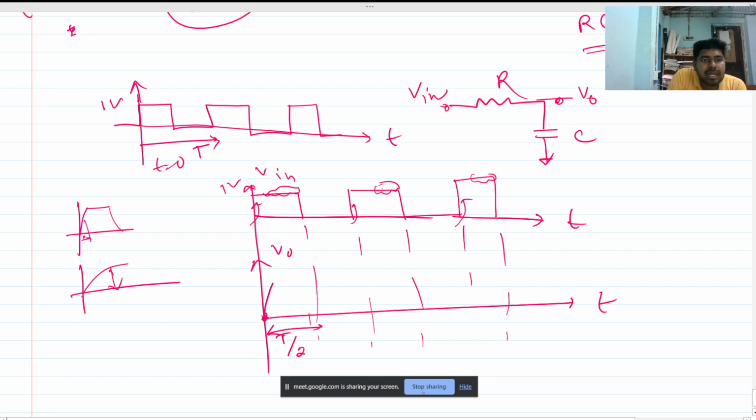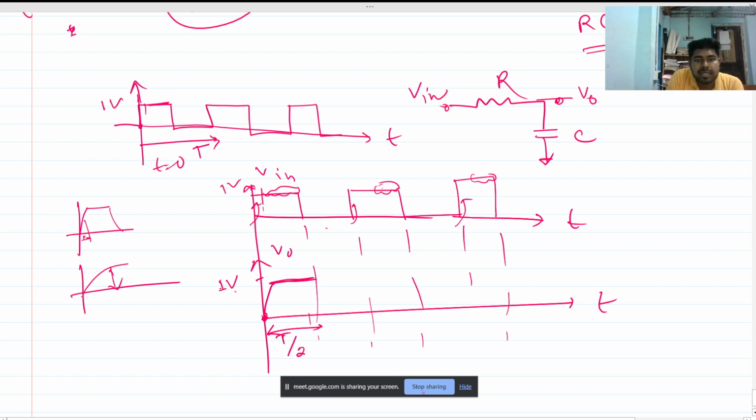So the charging will look like this. At this point the capacitor is charged to 0 volt, and now the input is 1 volt, so the capacitor will charge up to 1 volt, and the waveform will look like this. It will reach the V in voltage, 1 volt, in a very quick time. So this will be our waveform for this time period.